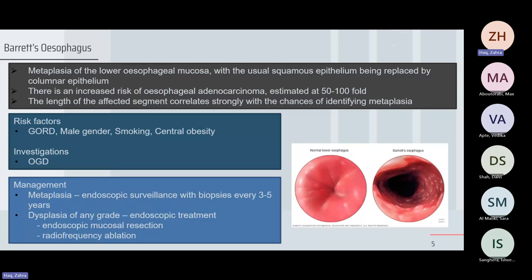In terms of the management of Barrett's, if metaplasia is found, we offer endoscopic surveillance with biopsies every 3 to 5 years. If we find dysplasia of any grade or any size, we need to take further action. This could be radiofrequency ablation or endoscopic mucosal resection. Resection is used if the lesion is quite big, and if there's just a cluster of a few cells, we prefer to do a radiofrequency ablation. Just to clarify, dysplasia is when there's abnormal cellular architecture, and that tells us the difference between metaplasia and dysplasia on a histological level.